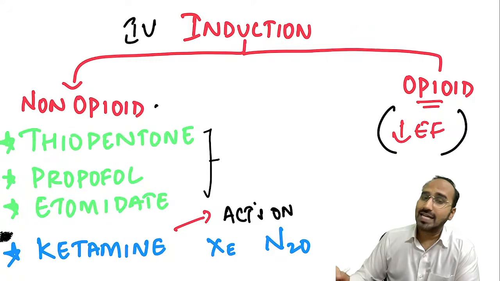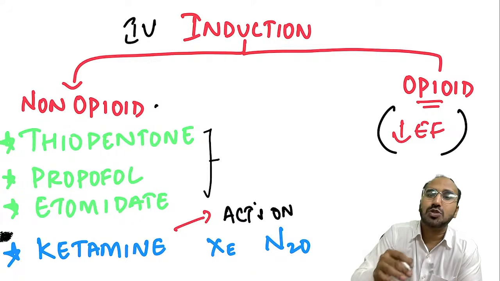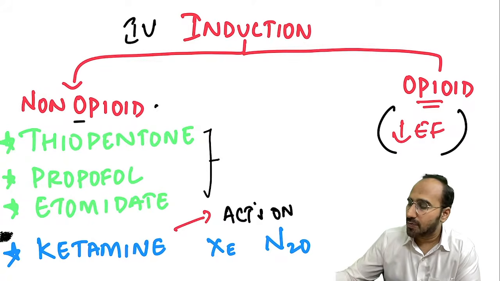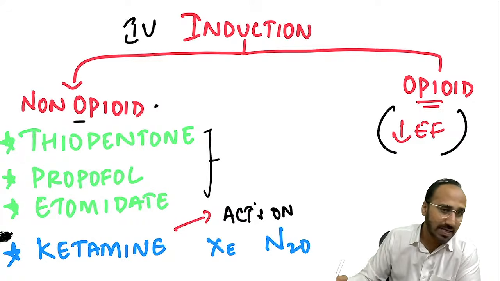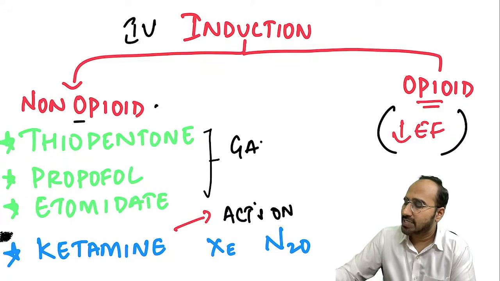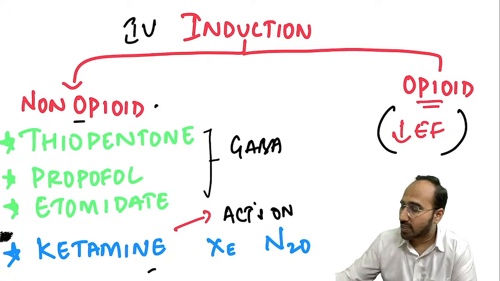So as we are saying, the IV induction agents are the agents used to make the patient unconscious. Among IV induction agents, non-opioid and opioid are there. Among the non-opioid: sodium thiopentone, propofol, etomidate and ketamine. Thiopentone, propofol and etomidate usually work on the GABA receptors, whereas ketamine works on what receptors?